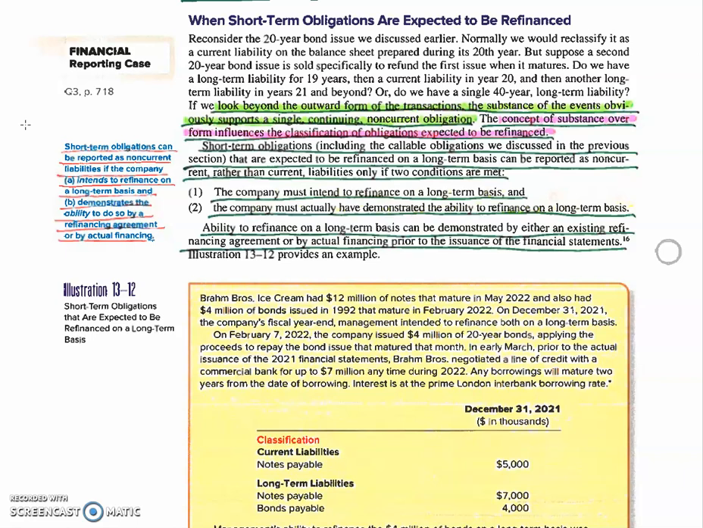Now, sometimes you have a liability that is due within the next year, but it will not have to be paid off with current assets. Now, the most common example of that is bonds for big corporations. Most big corporations have some amount of debt that they think of and refer to as permanent debt. Now, is there any such thing as permanent debt?